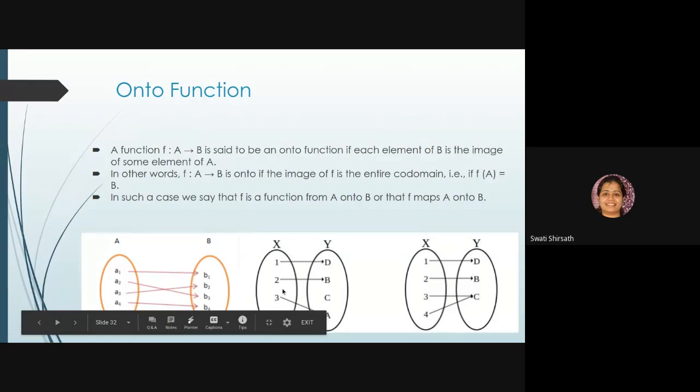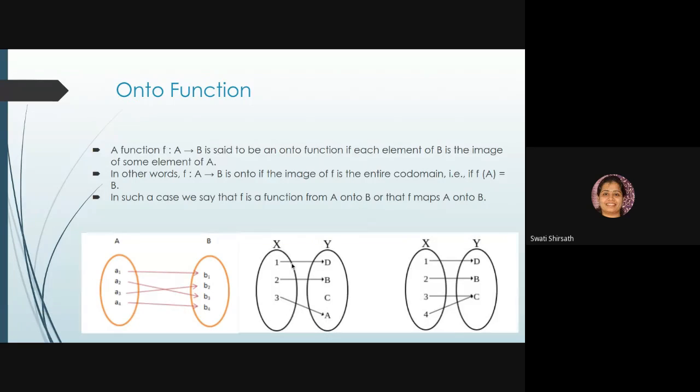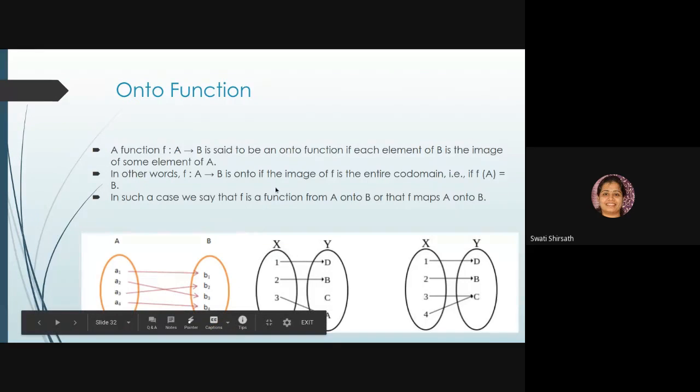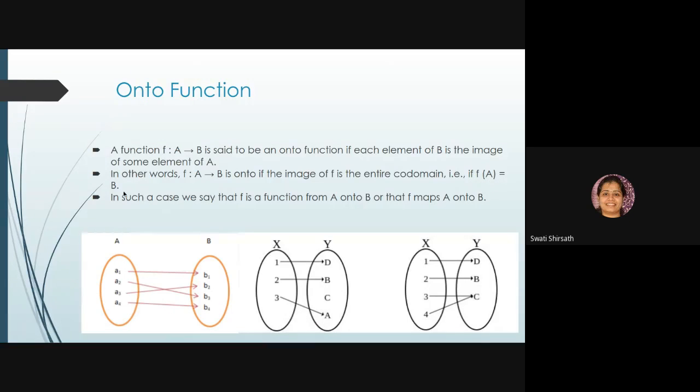Okay, so for an onto function also you can calculate the image. Here what they are saying is that the image of the function is the entire codomain. मतलब एक भी ऐसा element नहीं है जो हमने छोड़ा है. So if we are avoiding this C over here, it means it is not an onto function. Okay, and in that case f of A is equal to B मिलेगा आपको.